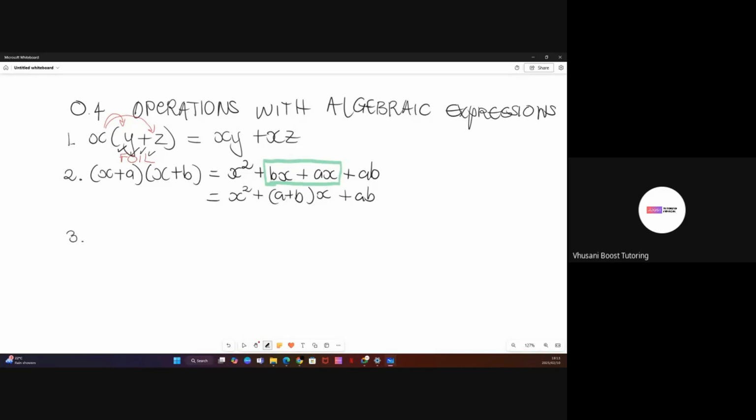Number 3 says if we have ax plus c multiplied by bx plus d, right? What can we do to this as well? And I'm here to tell you that we can do the exact same thing. We do the exact same thing. All we have to do is we factorize, right?